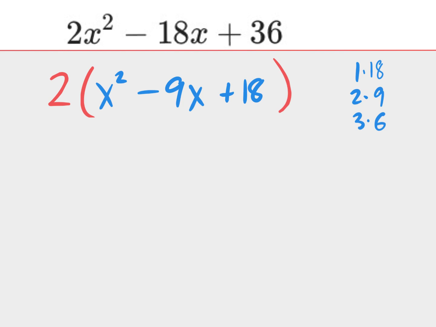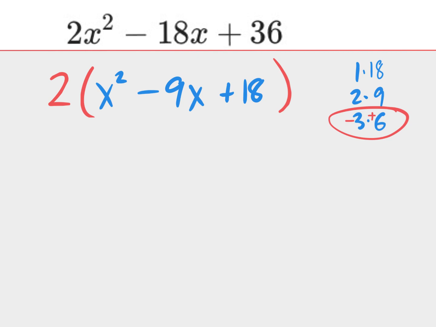Now the question is, if I combine 18 and 1, that'll give me 19. That's not a 19. If I combine 9 and 2, that'll give me 11. That's not an 11. 6 and 3 is 9. That's a 9, but it's a negative 9. So I have the right numbers, just the wrong signs. That means all I need to do is change those signs.